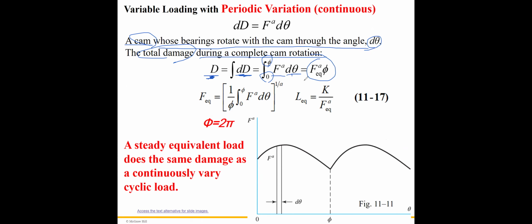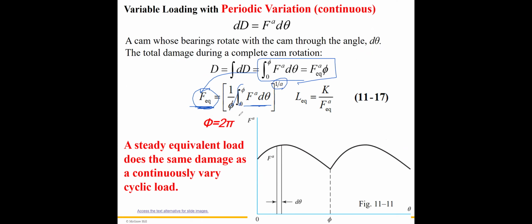Therefore, we can rearrange this equation to figure out the equilibrium force with the periodic variation, or the continuously varying loading. So this equilibrium load equals one over phi, integration from 0 to phi of F to the power of a d theta, all to the power of 1 over a. And phi here equals 2 pi, so the integration is from 0 to 2 pi, rotating one circle.